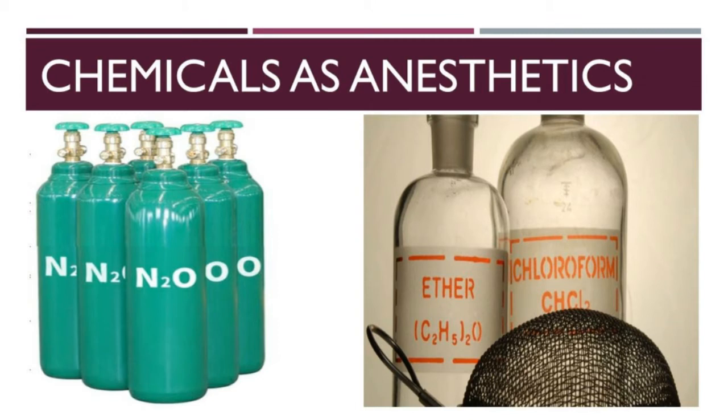Chemicals as anesthetics. There are three major chemicals which are used as anesthetics. They are nitrous oxide, N2O. It is a colorless, non-irritating inorganic gas. It is the safest of the anesthetic agents. This is used after mixing with general anesthetics like ether.